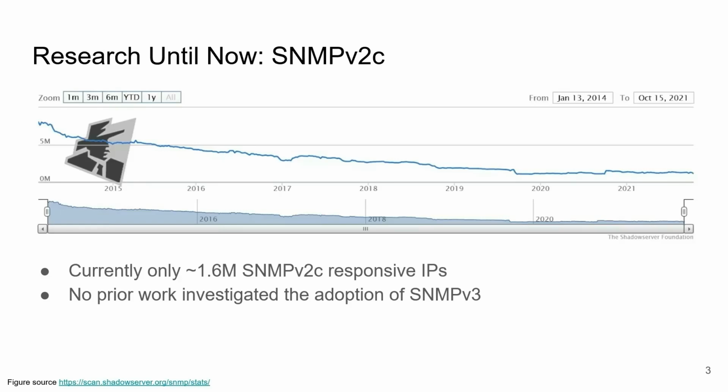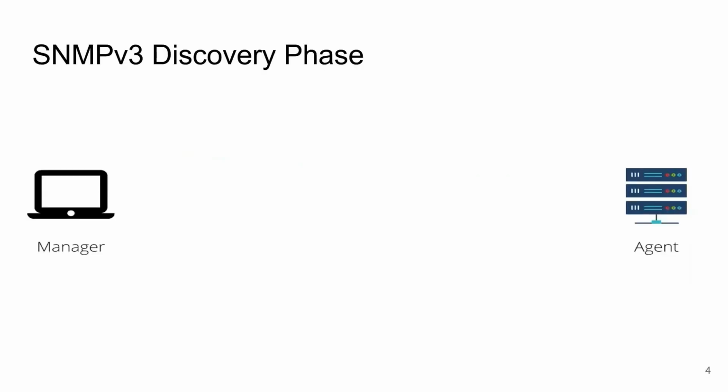Currently, there are around 1.6 million IPv4 addresses that respond to SNMP version 2 requests. In this work, we will examine the adoption of SNMP version 3 and utilize our findings in solving some of the challenging internet measurement tasks. But first, let's take a look at the initial communication phase between two SNMP entities, a manager and an agent.